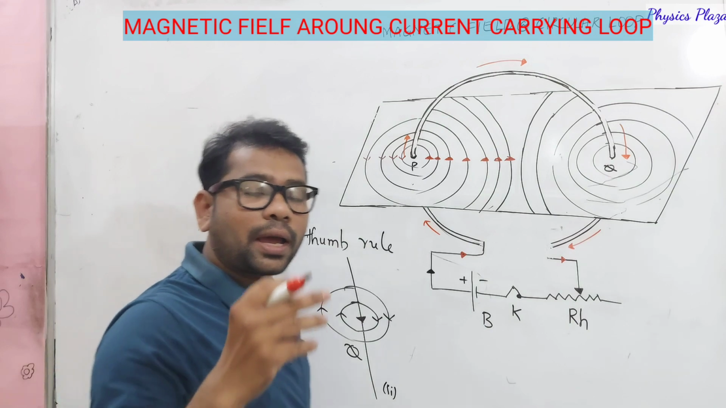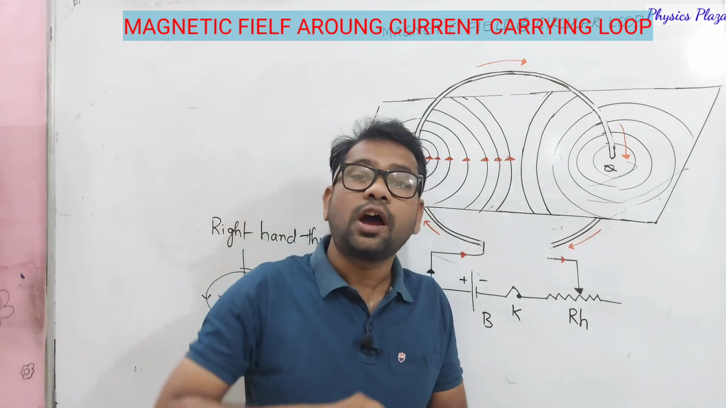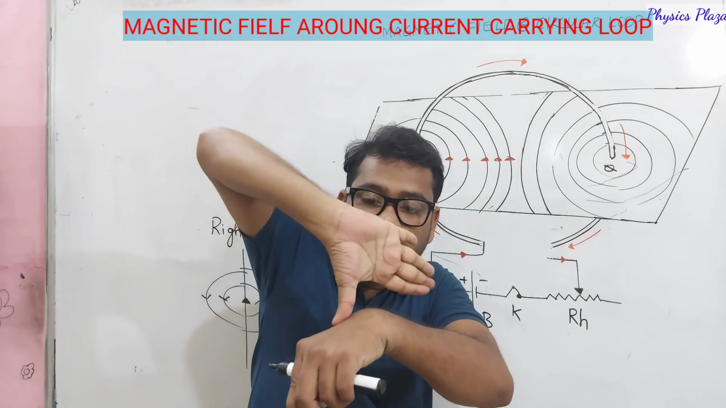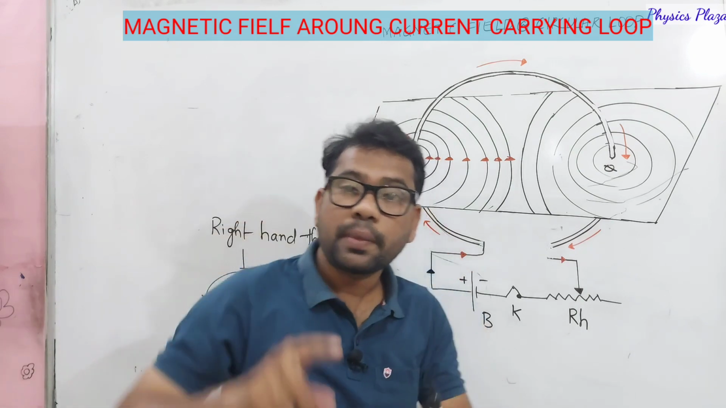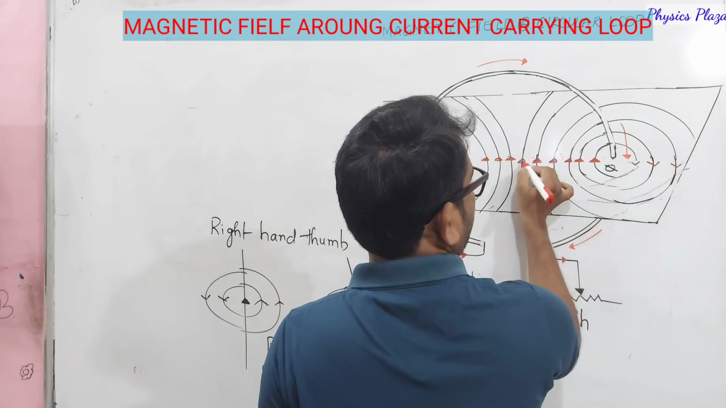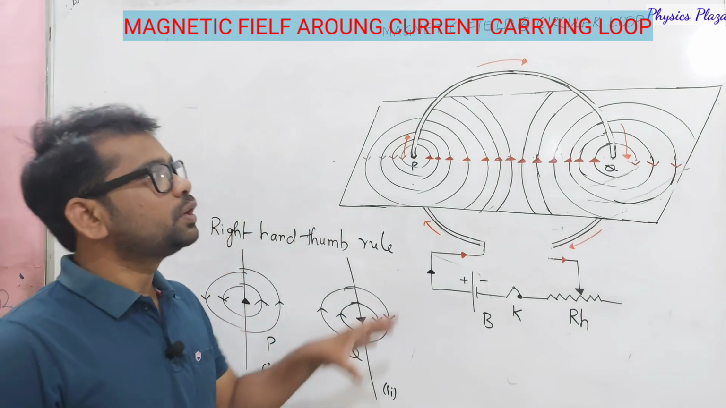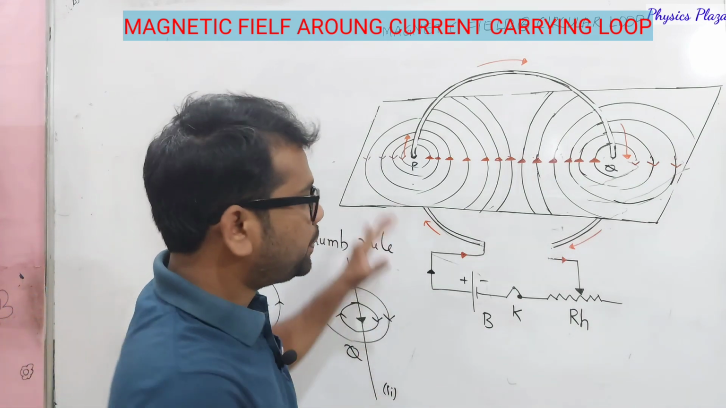What about Q, children? At a point Q, current is flowing vertically downwards. So whenever current flows vertically downwards, how will the magnetic field be? The magnetic field will be in the clockwise direction. So this is how it actually is. So children, the magnetic field due to the circular loop appears like this.